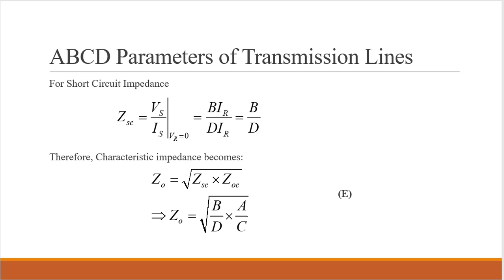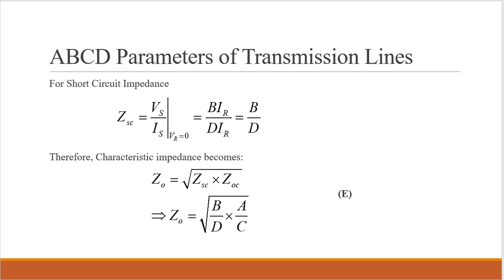As a result we will have, not the short circuit but the characteristic impedance, Z naught, equal to the square root of Z_SC into Z_OC, right. Therefore, placing the values, we will get Z naught, that is the characteristic impedance, equal to B divided by D multiplied by A divided by C, right. Therefore the value of characteristic impedance is found.